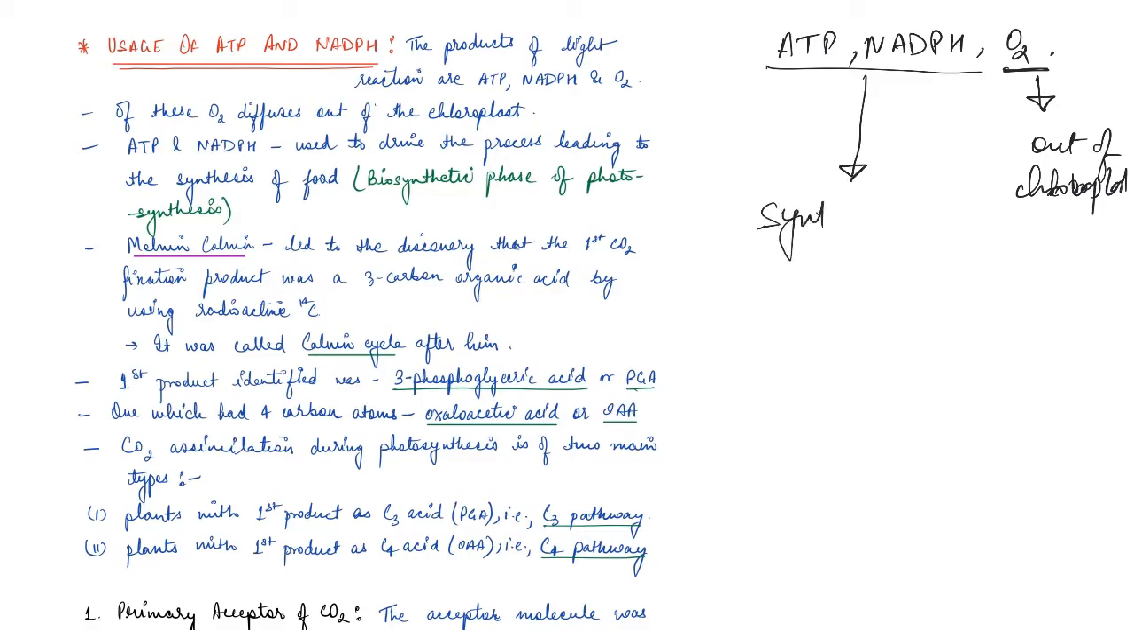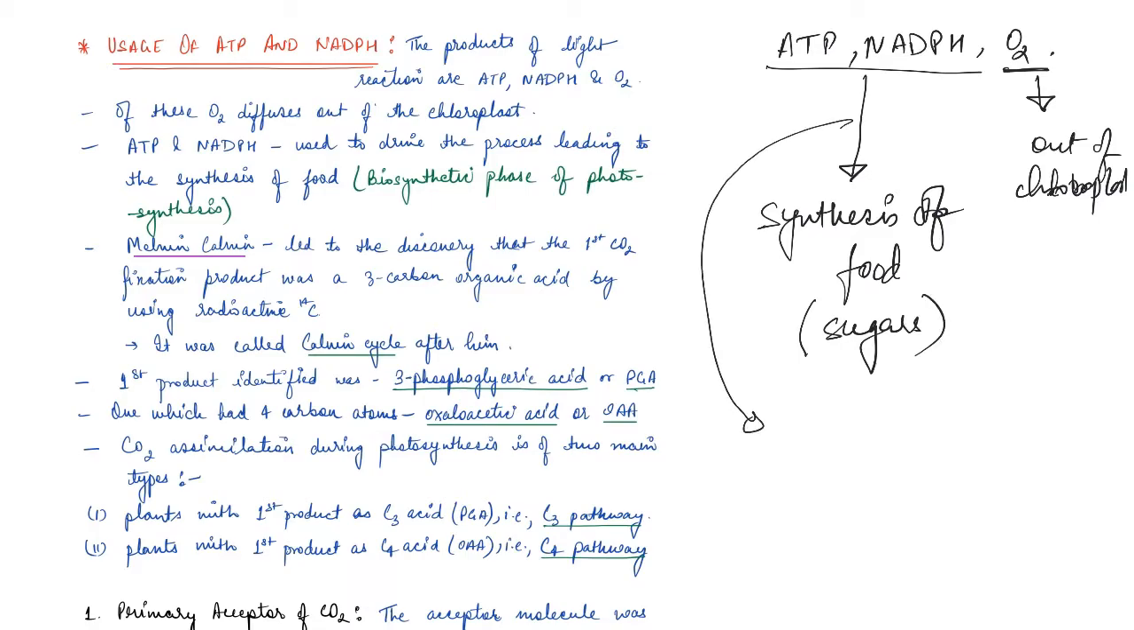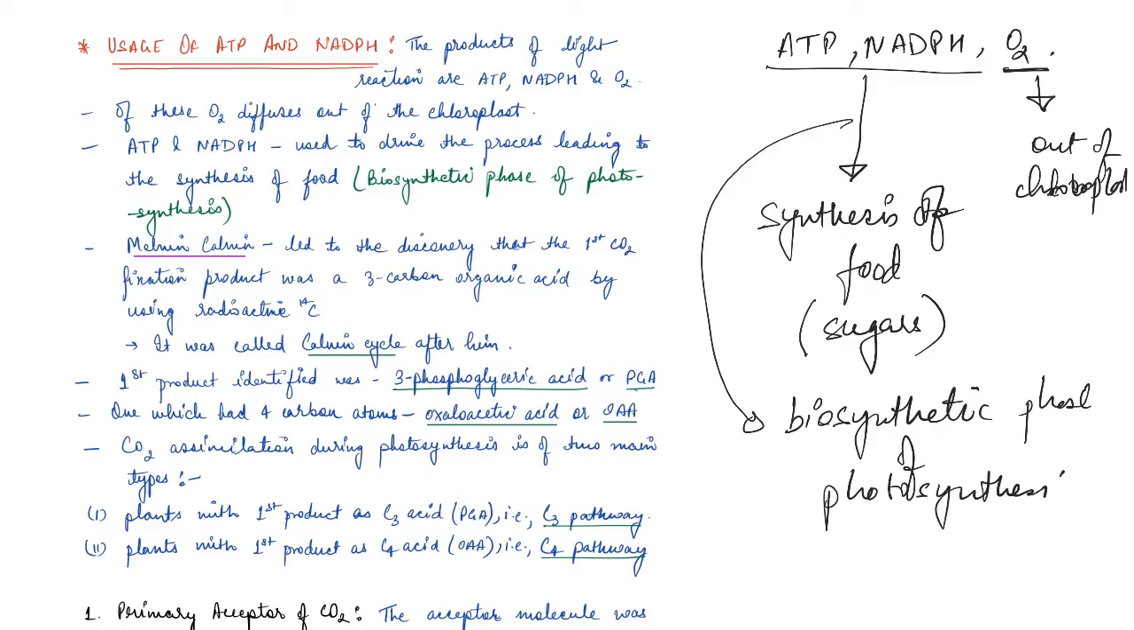food, which leads to synthesis of food, right? So what are these food items? These are basically sugars. And this process is known as biosynthetic phase, right? So this phase is known as biosynthetic phase of photosynthesis, right? This phase in particular is known as biosynthetic phase of photosynthesis.